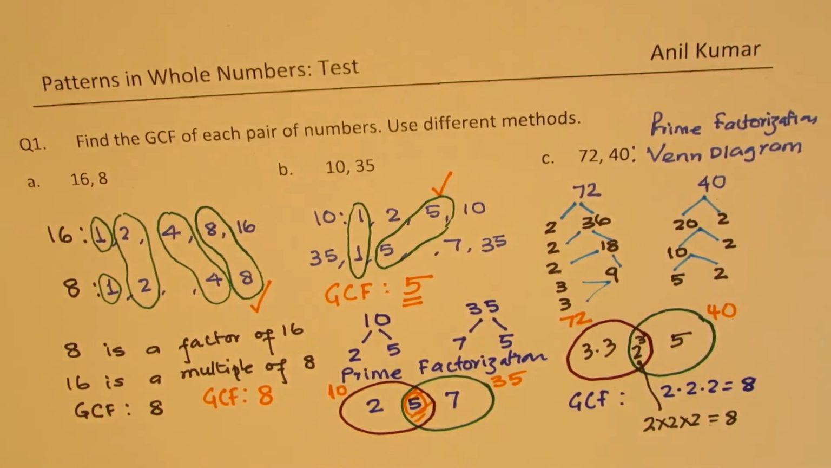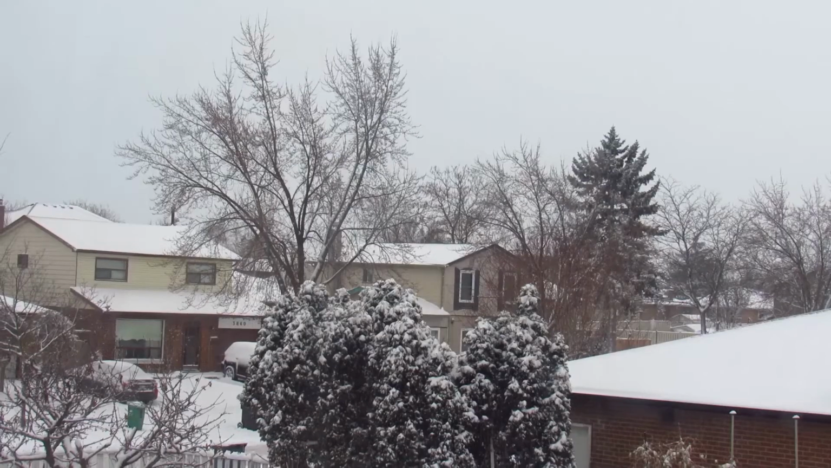So you see there are a couple of ways of finding the greatest common factor. Globally, we use different methods. You can adopt this last method of prime factorization in Venn diagrams, especially when we are working with bigger numbers. I hope that makes sense. So we'll take a small break here. I hope this concept of finding greatest common factor in many different ways is absolutely clear.